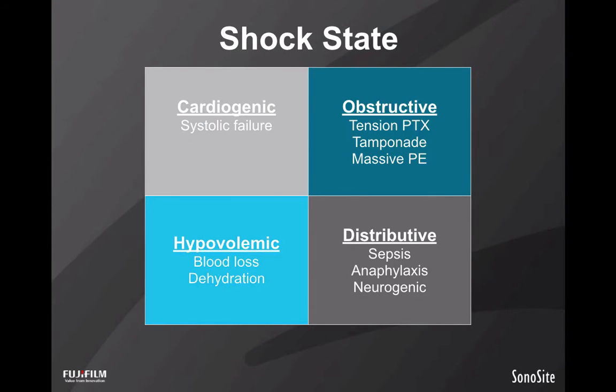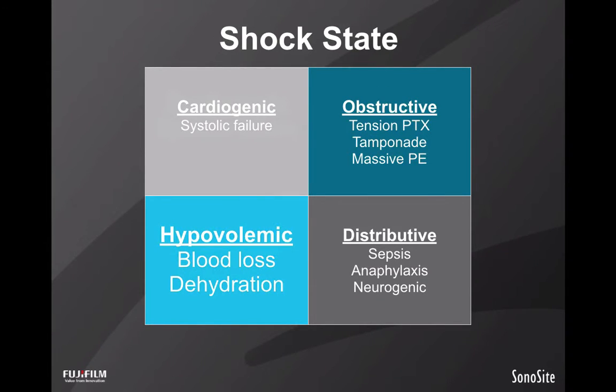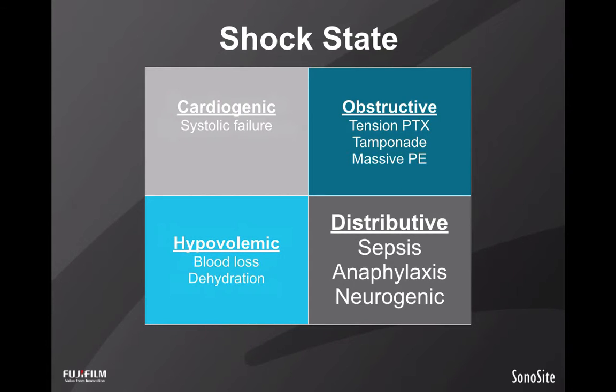Now that we've reviewed the components of the RUSH exam, let's talk about shock. We have 4 types: cardiogenic, obstructive, hypovolemic, and distributive. Cardiogenic shock is a result of cardiac dysfunction, and as we've seen, can be imaged on ultrasound as systolic pump failure. Obstructive shock includes tension pneumothorax, cardiac tamponade, and massive pulmonary embolism. Hypovolemic shock includes blood loss and dehydration, and distributive shock includes sepsis, anaphylaxis, and neurogenic shock.